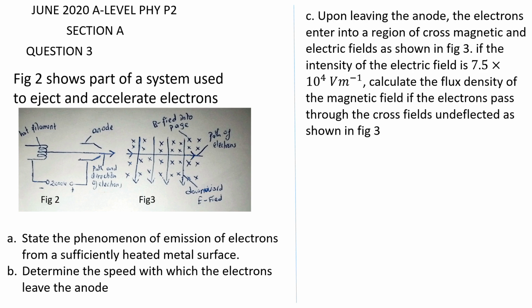Now the question reads, figure 2 shows part of a system used to eject and accelerate electrons. The figures are there. A, state the phenomenon of emission of electrons from a sufficiently heated metal surface. B, determine the speed with which the electrons leave the anode. C, upon leaving the anode, the electrons enter into a region of cross magnetic and electric fields as shown in figure 3. If the intensity of the electric field is 7.5 times 10 to the 4 volt per meter, calculate the flux density of the magnetic field if the electrons pass through the cross fields undeflected as shown in figure 3, as you can see there.